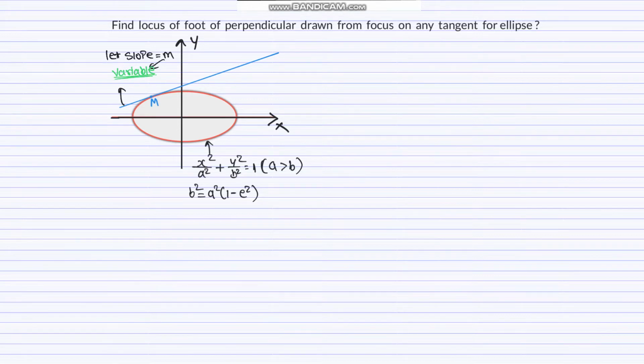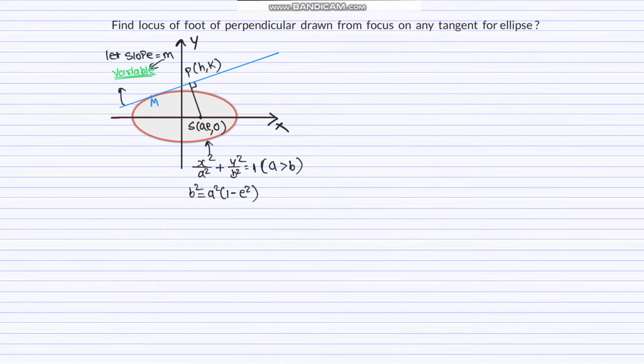Now, let us consider one of the foci of this ellipse and name it S, and you all know that the coordinates of this point S will be (ae, 0). Let us draw the perpendicular from this focus to the given random or variable tangent, and let us assume the coordinates of the foot of perpendicular to be (h, k). Why? Because we have to find the locus of this point, hence we have assumed the coordinates of that point to be (h, k).